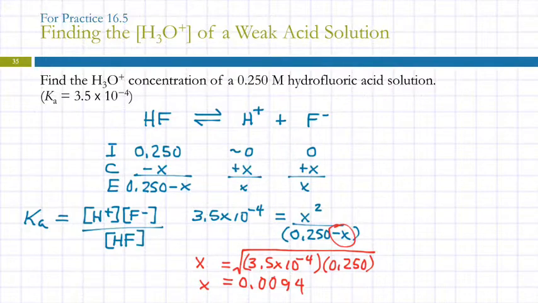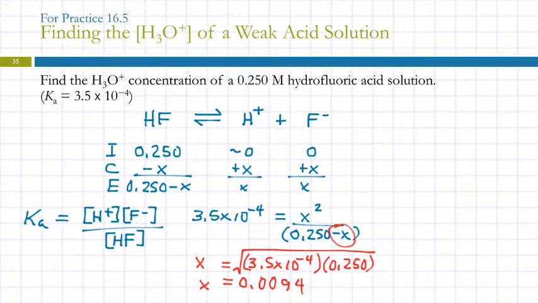So I'm using the X is small approximation. I'm going to assume that X is so small that when I subtract it from the 0.25, it doesn't make any difference. So now I've found out what X is. Do you remember how we test the X is small? This X must be less than 5% of anything we're subtracting it from.